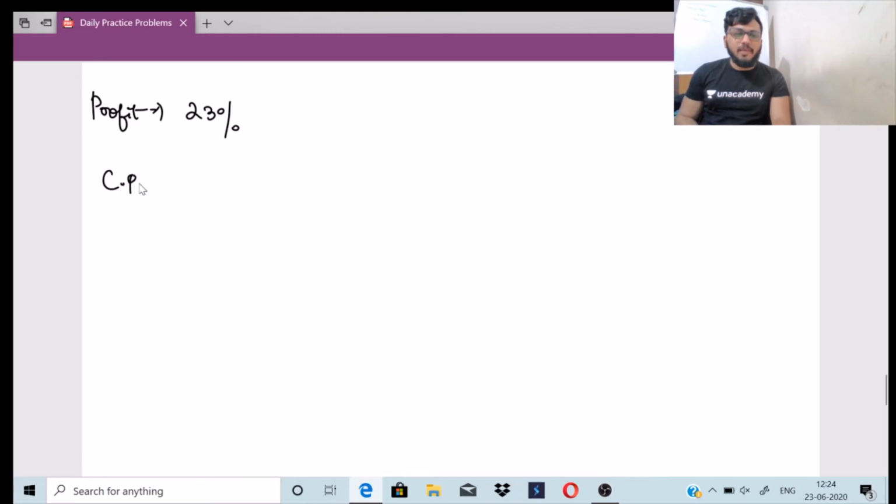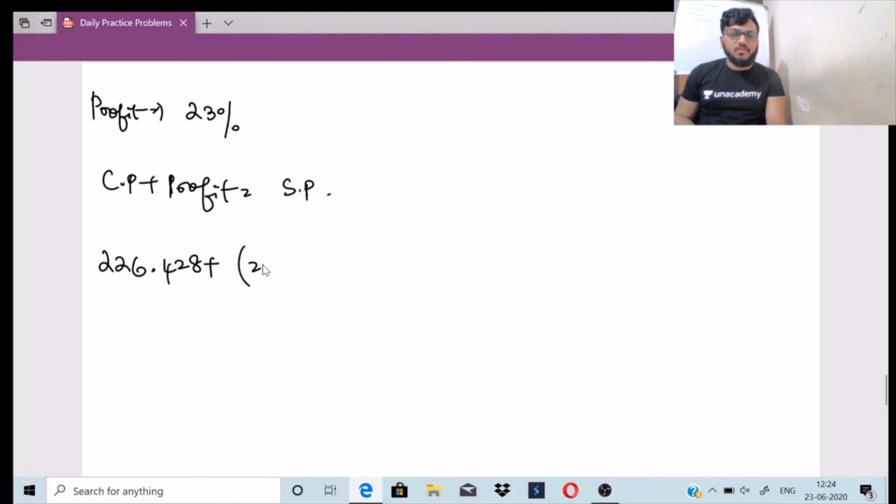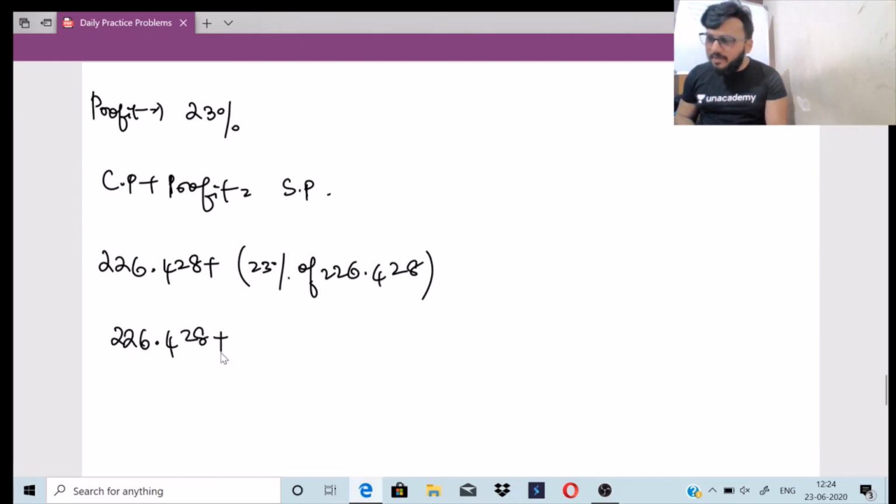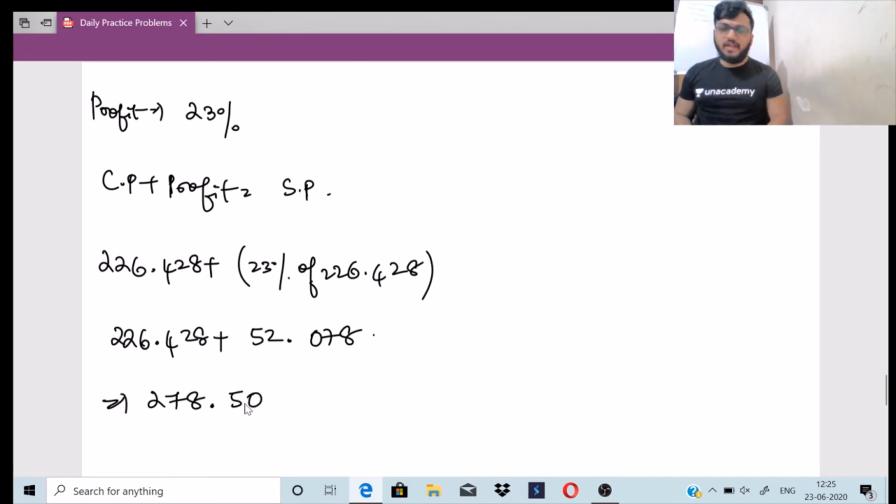So you know that CP plus profit is equal to SP, right? Cost price plus profit is equal to selling price. Cost price is 226.428. So profit is 23% of 226.428, right? So this will be 226.428 plus 52.078. So this will be equal to 278.506, right? So I can simplify it and write it as 278.5 rupees.